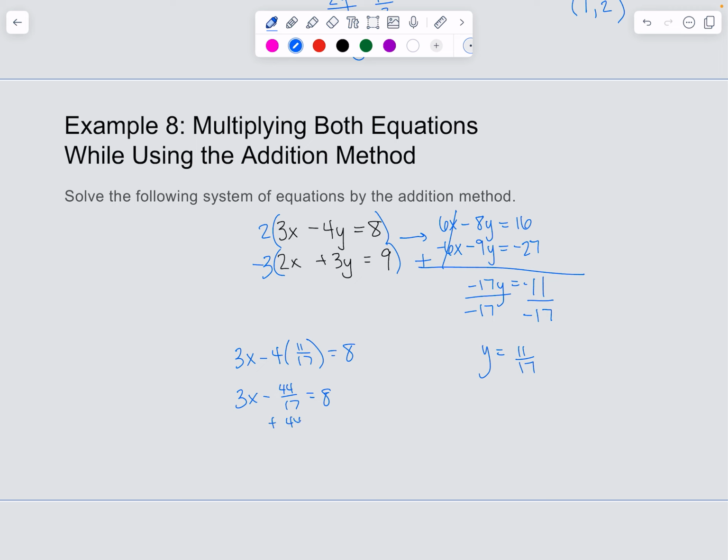And then add it. And then 3x equals, let's see, 136 plus 44, 180 over 17. Divide by 3. X equals 60 over 17. Let me double check myself. Yeah, I'm gonna leave it like that. Okay, so now x is 60 over 17, y is 11 over 17.